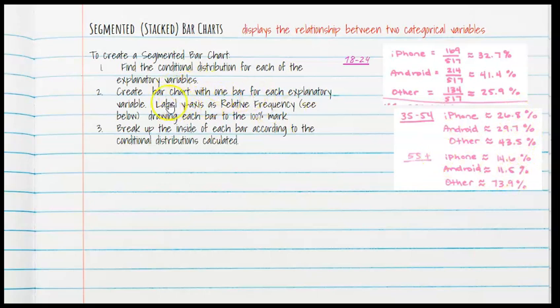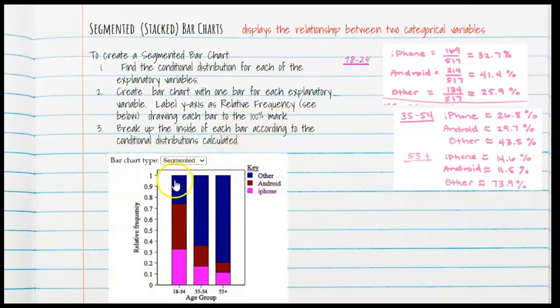Now, the next thing I would need to do is create a bar chart with one bar for each explanatory variable. And I would label the y-axis as relative frequency, drawing each bar to the 100% mark. So notice each bar is an age group. I've labeled it. They all are the same height, so they'll go up to 100%. And then I shade them different colors for each of the response variables, which in this case is phone type. And notice it has a key. The blue is the other phone, the red is the Android, and the pink is the iPhone.